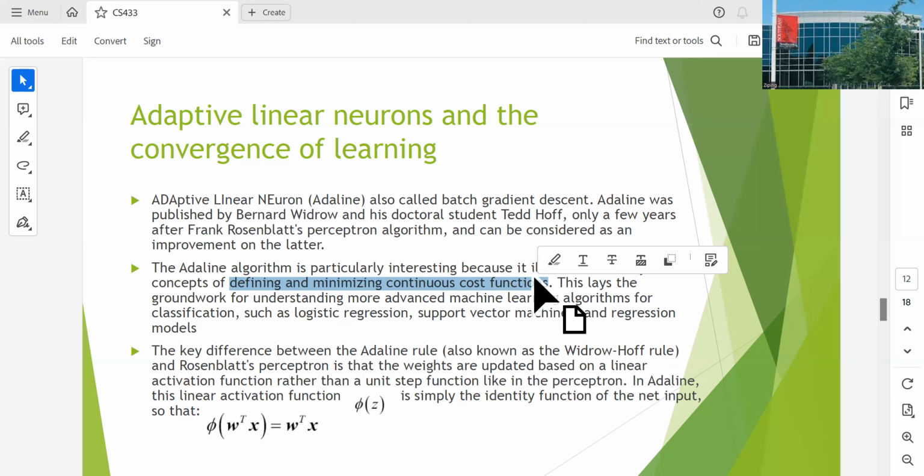The key is what is used for weight updating, rather than a unit step function. What is that activation function? It's just a linear function of the weight times the input. So we call it the activation function.